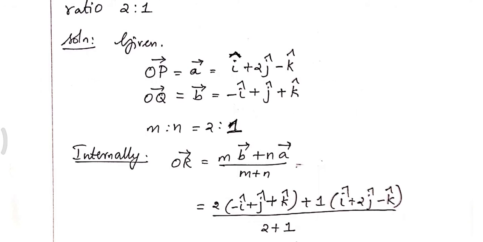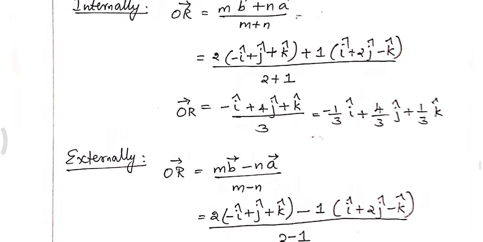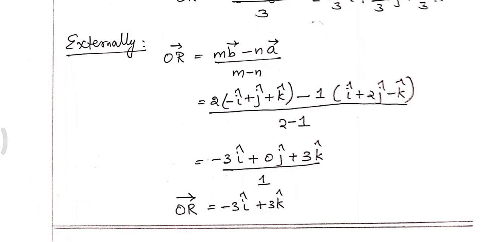The internal formula once again I have written there. Now in the place of M I am substituting 2, in the place of N I am substituting 1. B vector I have substituted, A vector I have substituted. Now after simplification we get OR vector equals minus 1 by 3 I cap plus 4 by 3 j cap plus 1 by 3 k cap. Now the external formula, similarly I have written the formula and substituted. When I simplified, I get minus 3 I cap plus 3 k cap. Simplification is just taking inside the scalar quantities, multiplying and simplifying.